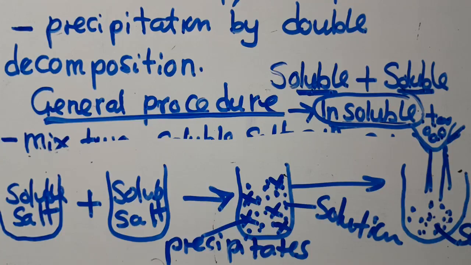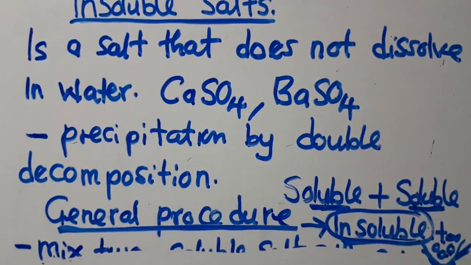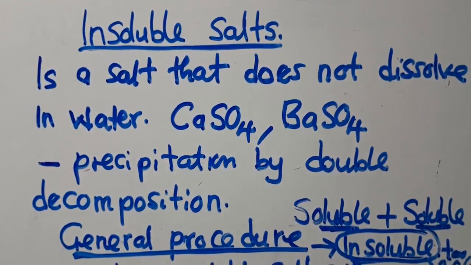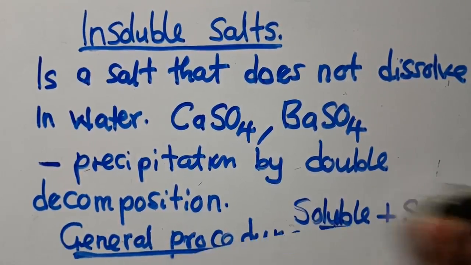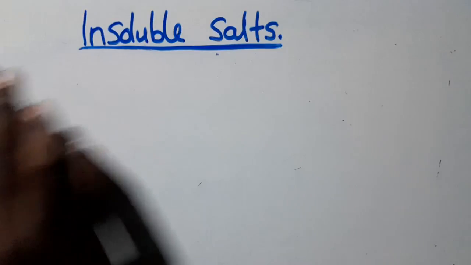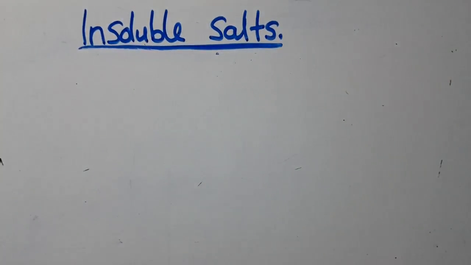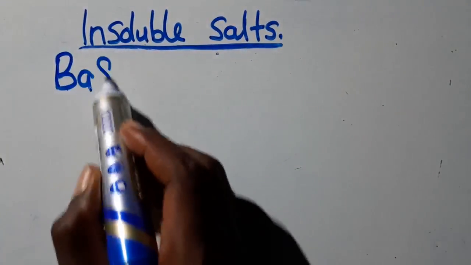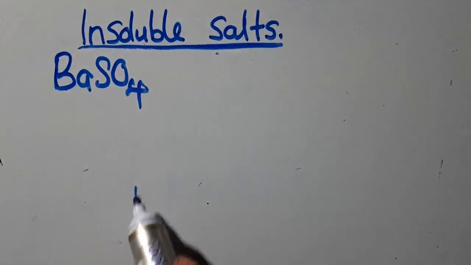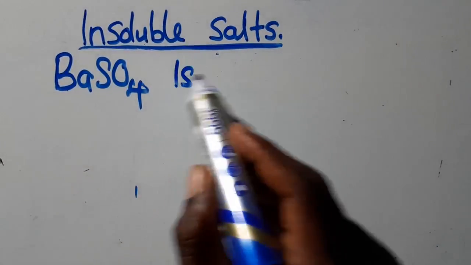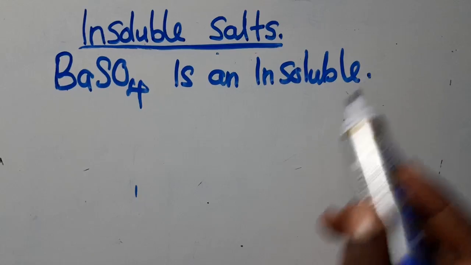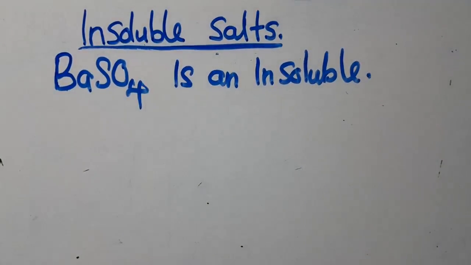How can you prepare barium sulfate? Let us look at a good example of how we can prepare barium sulfate. You know that barium sulfate is an insoluble salt. If you want to know how to tell whether a salt is insoluble or not, there is what we call the solubility rules. So barium sulfate is an insoluble salt. How can you prepare this?